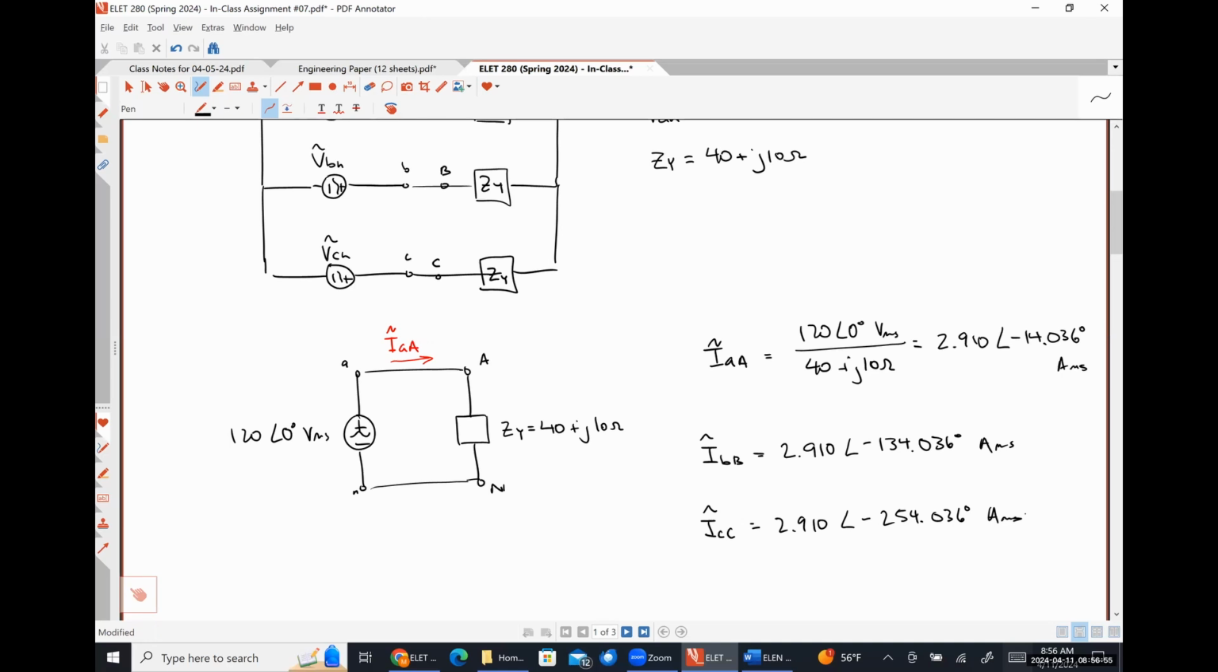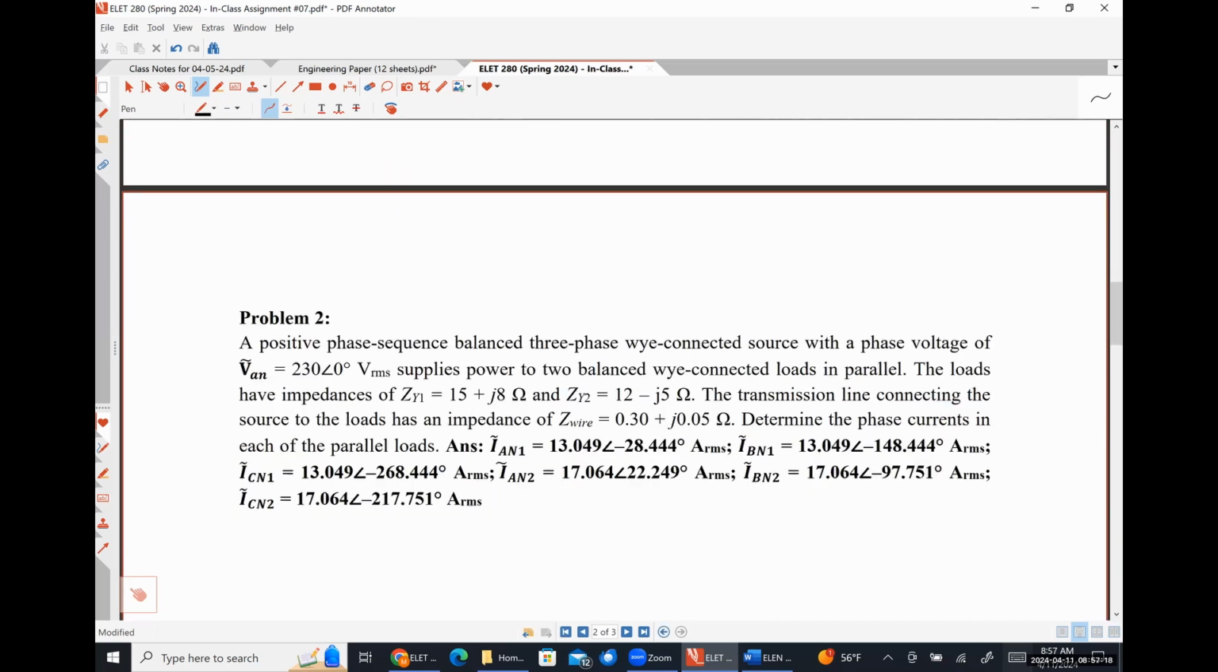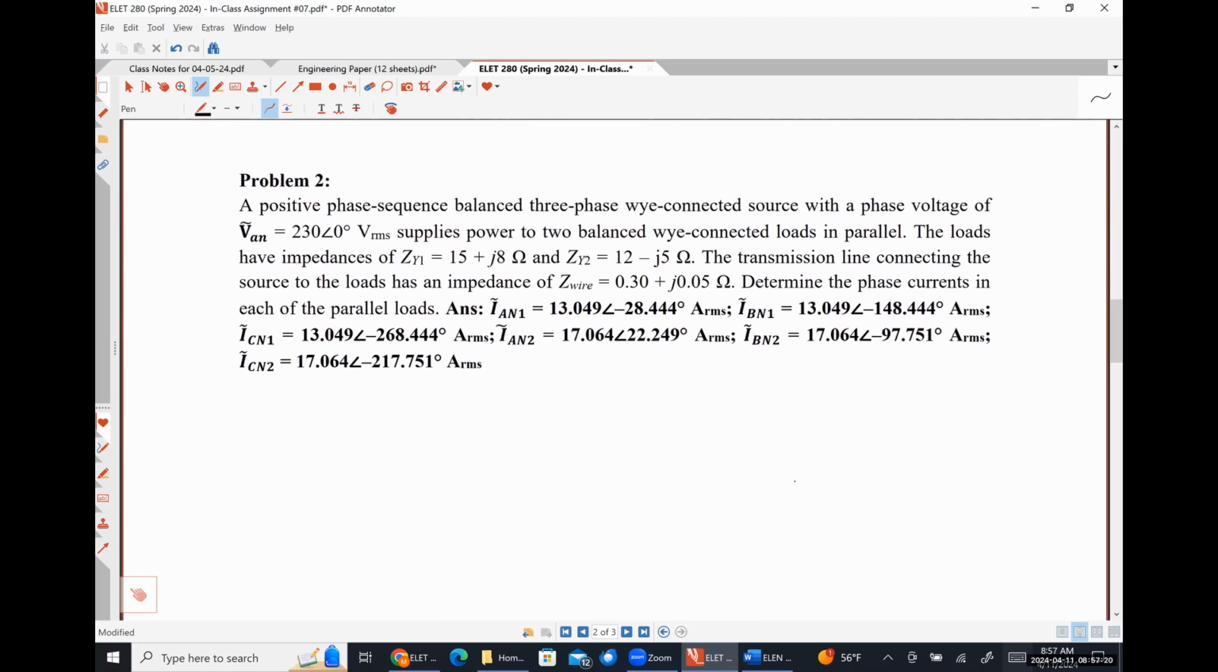Brianna, how may I help you? Amps RMS. These are all currents, so they're all measured in amps RMS. All right. Are we good to move on to the next problem? Okay, that one was rather simple. So this one is a little bit more difficult.